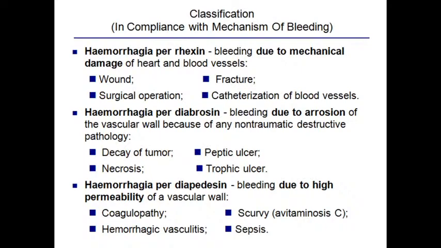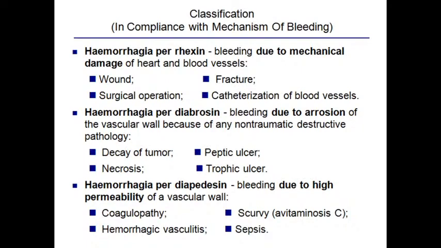Classification of bleeding. Classification is dividing of pathological process into categories, into some aspects. We can define classification in compliance with mechanism of bleeding. There are 3 mechanisms of bleeding. Hemorrhagia per erection. Hemorrhagia is a Latin term, Latin name. Hemorrhagia per erection means bleeding due to mechanical damage of heart and blood vessels.